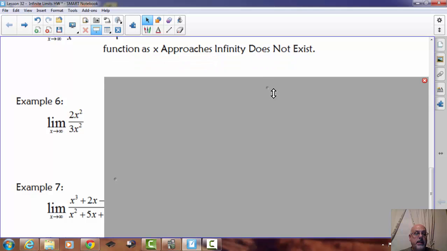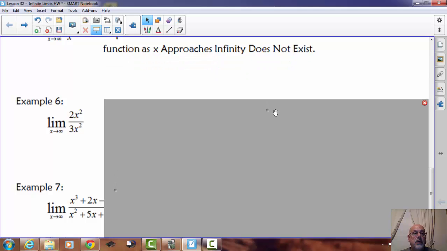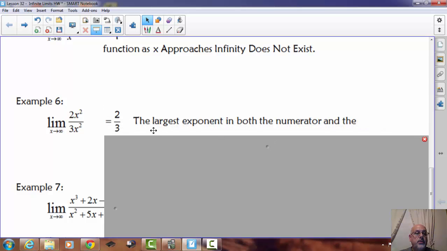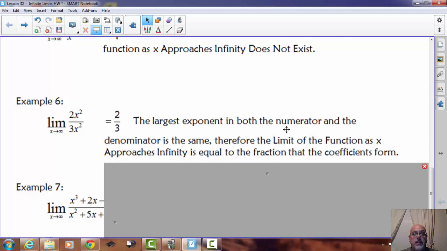Now let's take a look at something yet a little different: 2x squared over 3x squared. If we reduce this fraction, the x squareds cancel out, and we're left with 2/3. That's the limit of the function, because the largest exponent is the same. It's an exponent of 2 in both the numerator and the denominator. So the limit of the function is equal to the fraction of the coefficients. The x squared and x squared cancel, and you're left with 2/3.